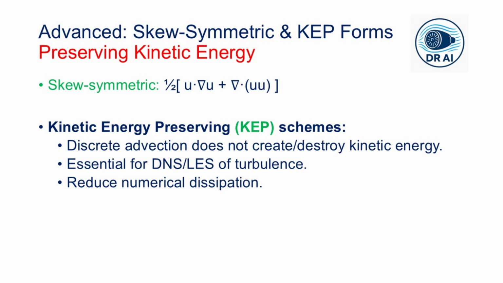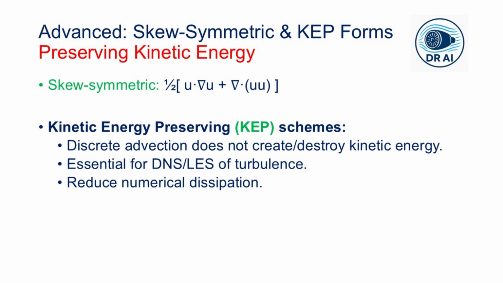Now, let me introduce two advanced concepts that you may encounter in high fidelity CFD applications, like the skew symmetric form and the kinetic energy preserving, KEP, schemes. Remember the non-conservative advection term, the conservative advection term. They are mathematically equivalent, but there is a third way, which is called the skew symmetric form. So why would anyone use that? Because in the continuous world, this particular form exactly conserves kinetic energy when the flow is inviscid and incompressible.